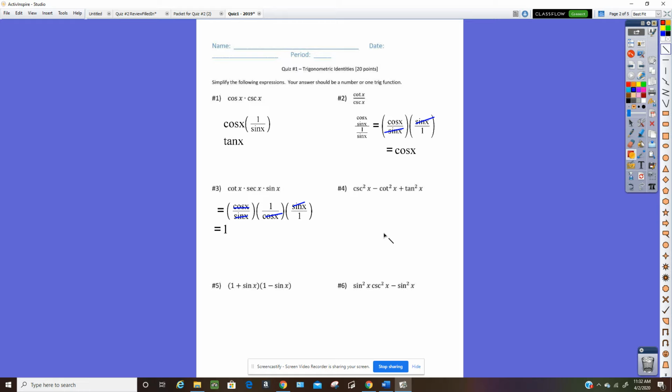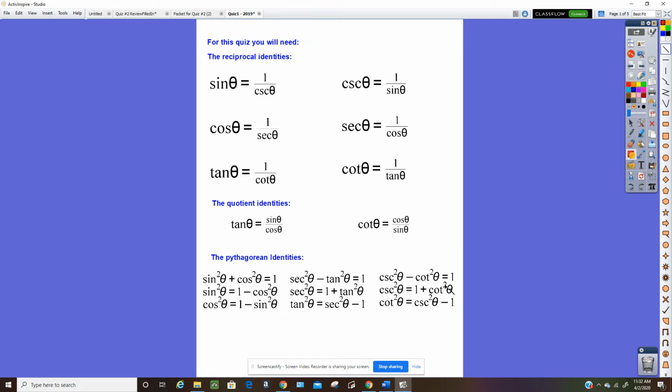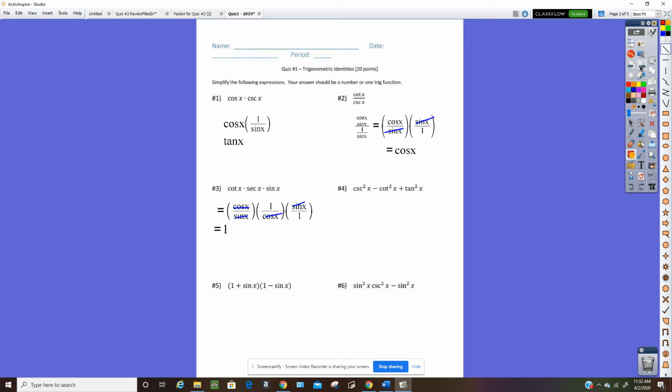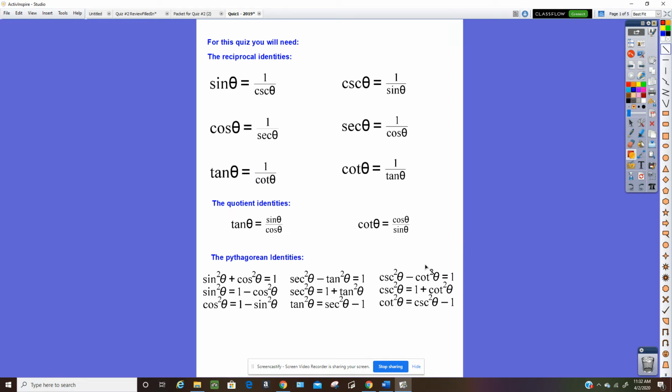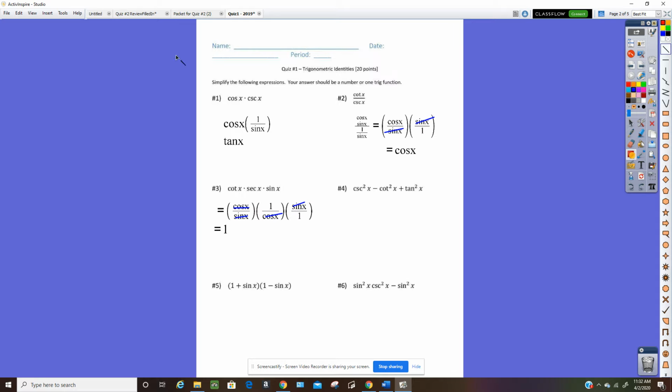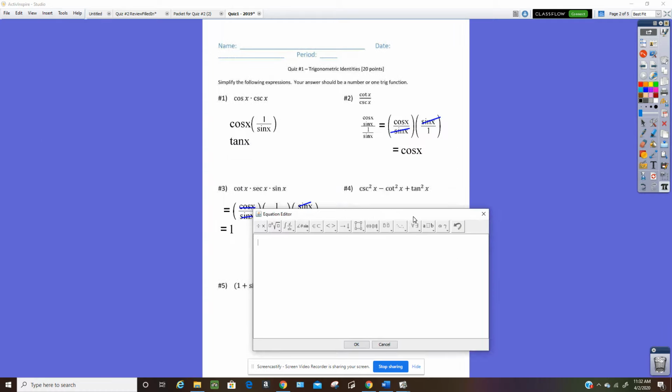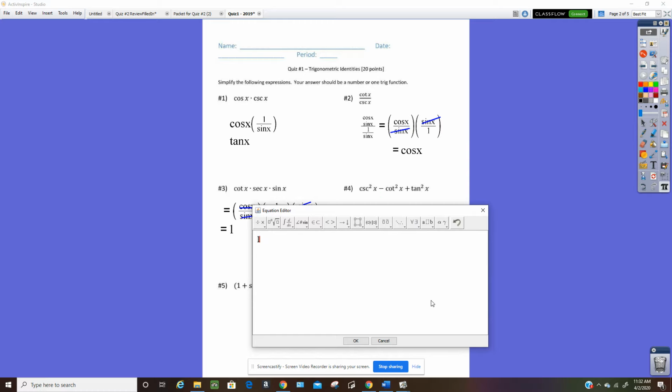So this next one, because it has squared terms in it, you want to look back at your identity here, and then you find the one with cosecant and cotangent in it. So cosecant squared minus cotangent squared is equal to 1. So we're using this identity right here. So let me go insert an equation here. So the first two terms subtracted from each other, that equals 1.